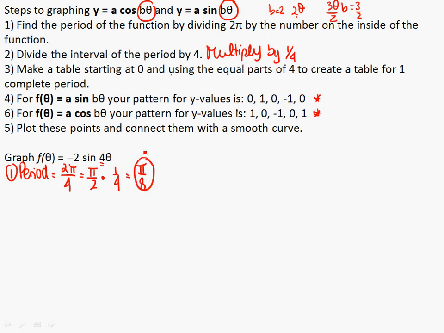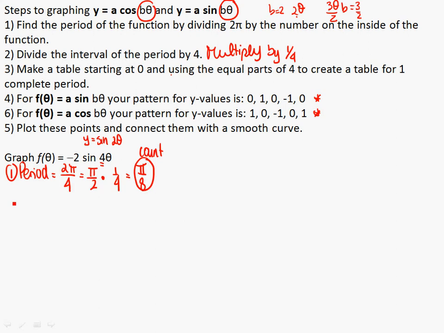Pi over 8, okay? Remember that when I asked you guys to look at the sine of 2x or 2 theta, you guys all said it will go much faster? Well, don't you think 4 should go even faster? So if the period is supposed to be 2 pi, now it's only pi over 2. That's because this thing is going fast. Okay, and you're not counting by pi over 2s, but pi over 8s because it's going so fast.